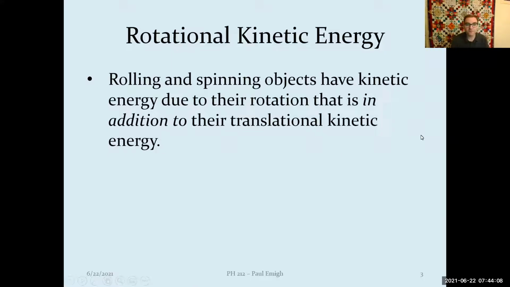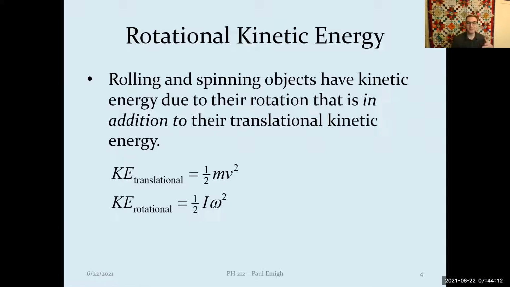It's actually pretty straightforward to calculate rotational kinetic energy. We simply upgrade the translational kinetic energy expression. So instead of 1/2 mv squared, which is the expression for translational kinetic energy, we get 1/2 I omega squared, where I is the moment of inertia of the object, and omega is the angular velocity. And that's pretty much all that there is to it for rotational kinetic energy.